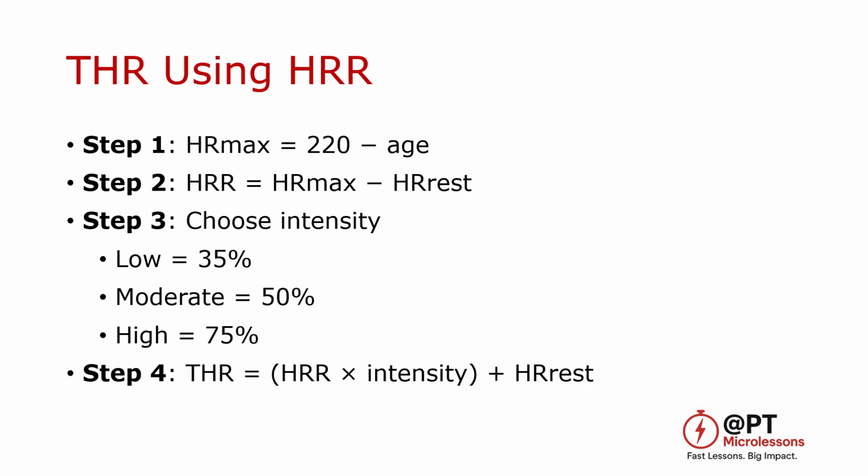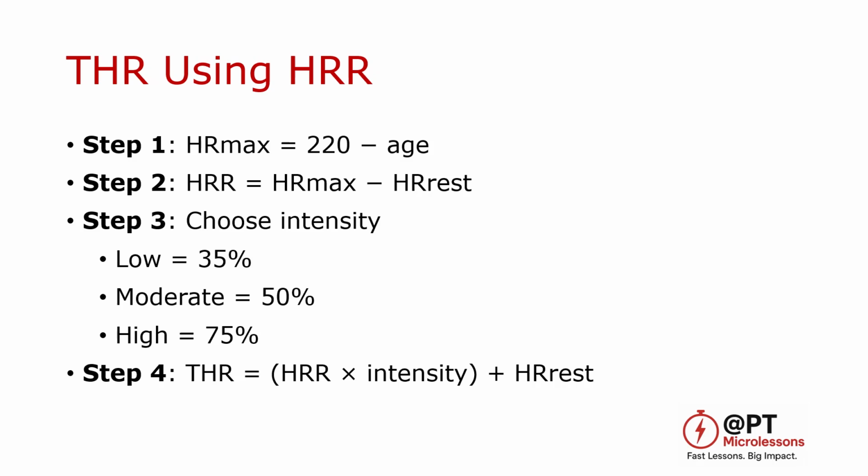Step 1. Calculate maximum heart rate using the same formula, 220 minus age. Step 2. Obtain the patient's resting heart rate and subtract it from the maximum heart rate. This gives us the heart rate reserve. Step 3. Select the desired exercise intensity. While ranges are commonly used, we'll start with midpoints. For heart rate reserve, you will notice that the values differ from those obtained with the percent of maximum heart rate method. The intensities for heart rate reserve are 35% for low, 50% for moderate, and 75% for high.